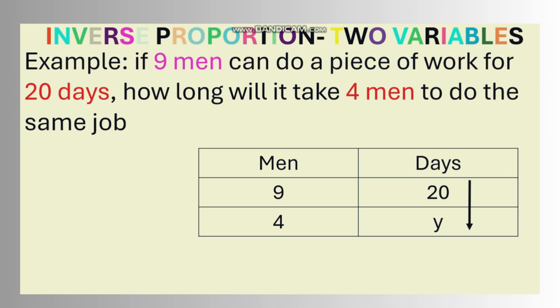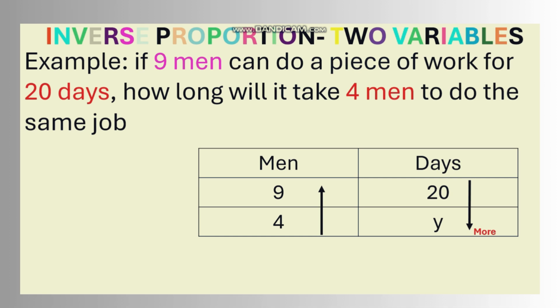Now, the next is to come to men. Before you can do that, you need to ask yourself, if it takes 9 men 20 days to cover a job, will it take more days for 4 men to cover that job, or will it take fewer days? If you look at that, it's going to take more days, and since it's taking more days, you come to men. Which one is more, 9 or 4? 9 is more, so your arrow is going to point at it.